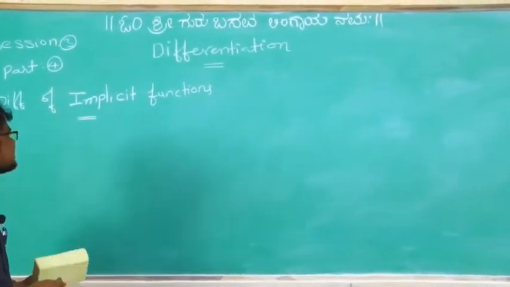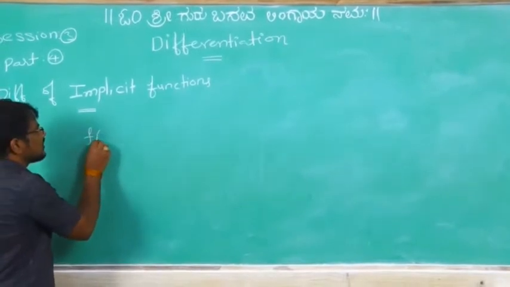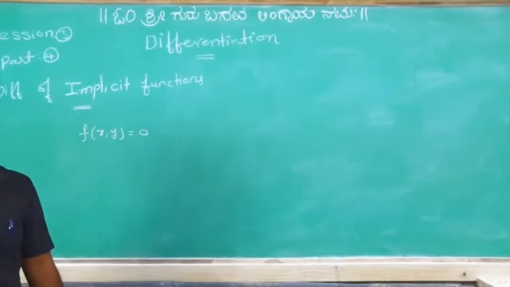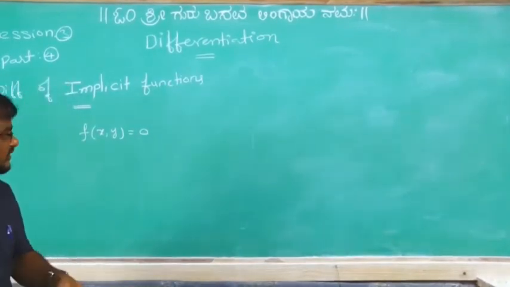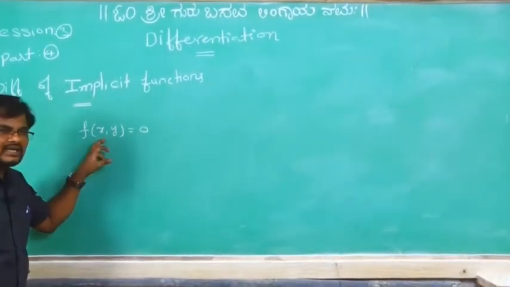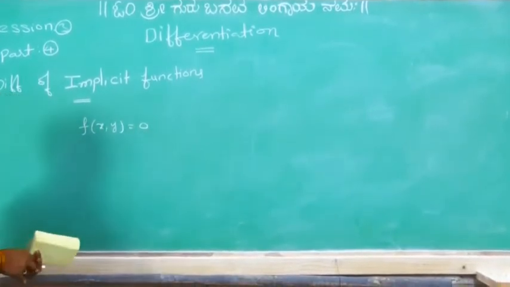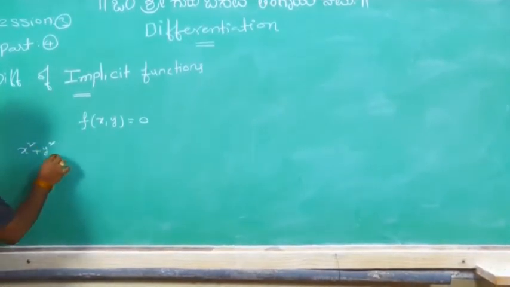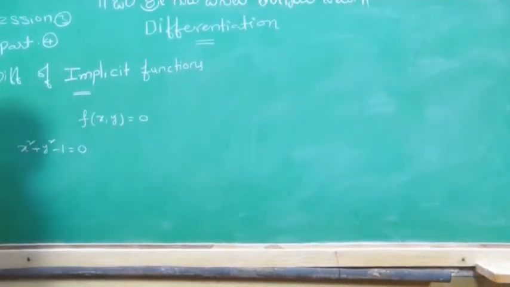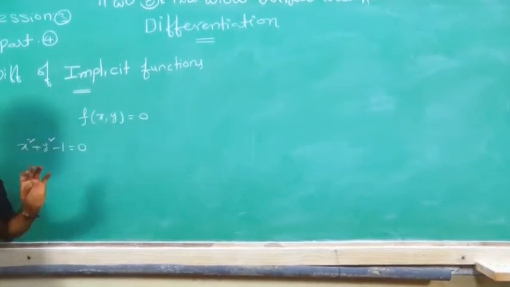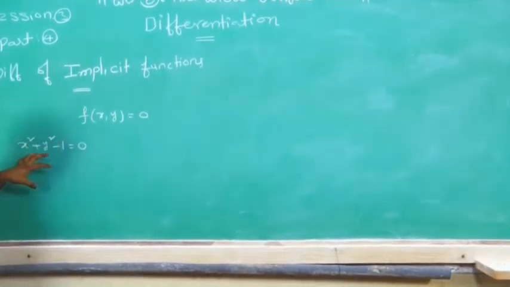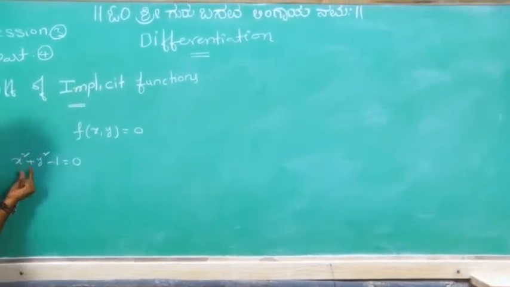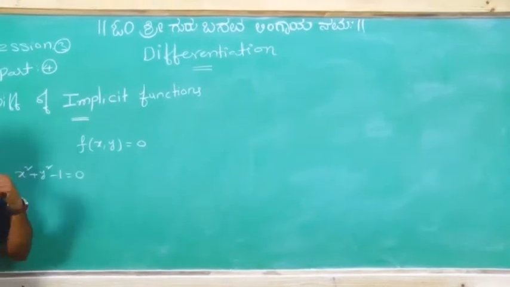A function which is in the form of f of x comma y equal to 0 is called an implicit function. For example, x square plus y square minus 1 equal to 0. This is in the form of f of x comma y, meaning this equation involves the two variables x and y.